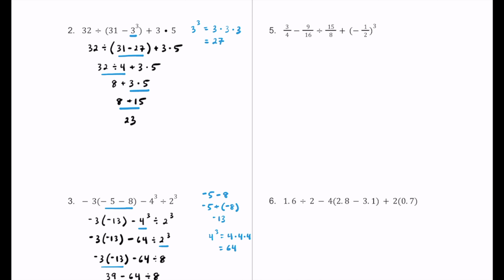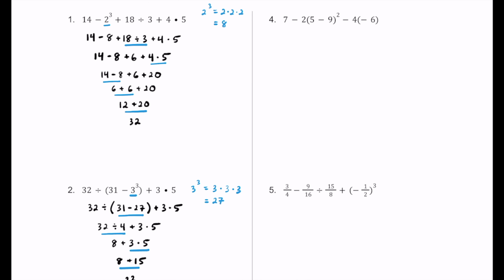Let's check out number 4. So for number 4, we have this expression where we have 7 minus 2, and 2 is being multiplied by the quantity of 5 minus 9 squared. And then we're going to take away 4 multiplied by this -6. So while we do have 2 sets of parentheses, keep in mind that the one on the right isn't actually a grouping symbol, it's just showing multiplication. So we're going to focus our attention over here on this subtraction problem. So that's going to be 5 minus 9.